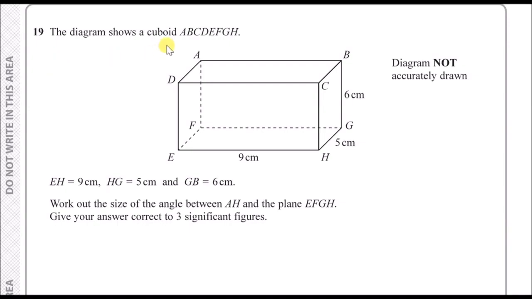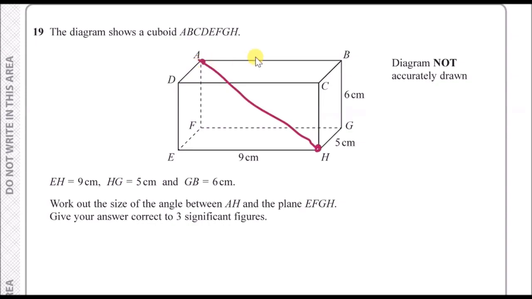All right, 19. So the diagram shows a cuboid ABCDEFGH. Okay, so you got a nice cuboid. And you're given some lengths already, which is good. Work out the size of the angle between AH, so this kind of diagonal line which cuts all the way across. So this is kind of like your typical cuboid problem.